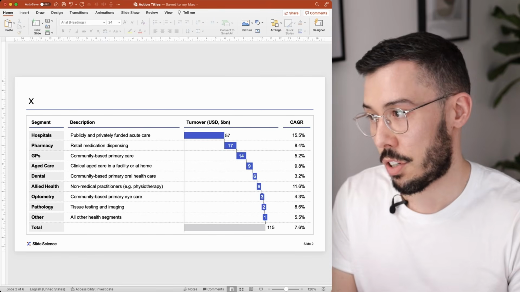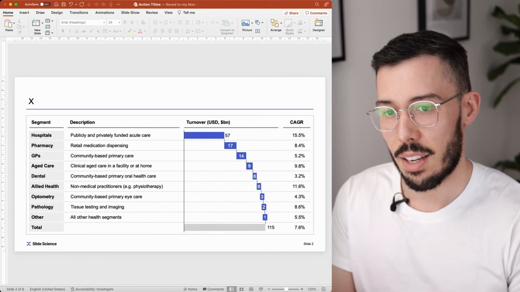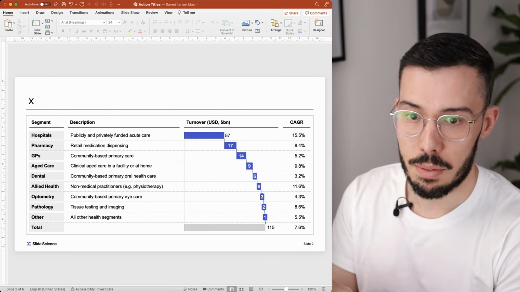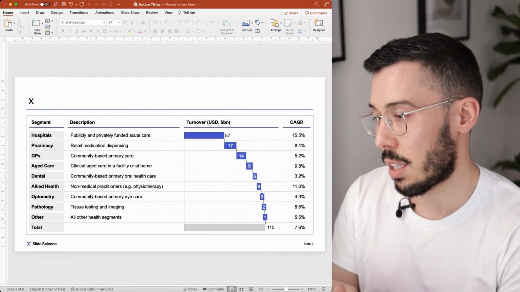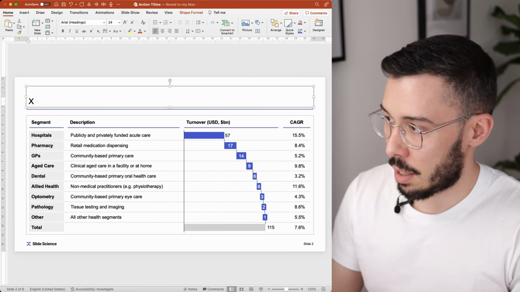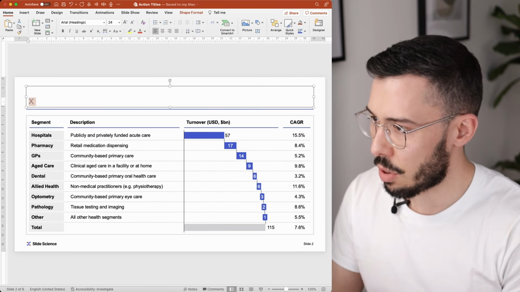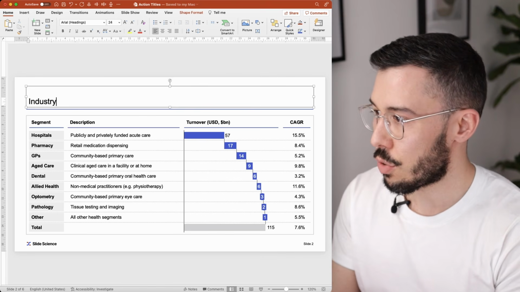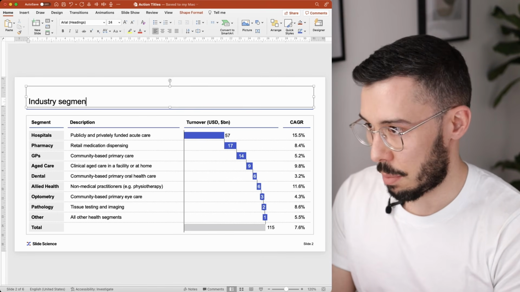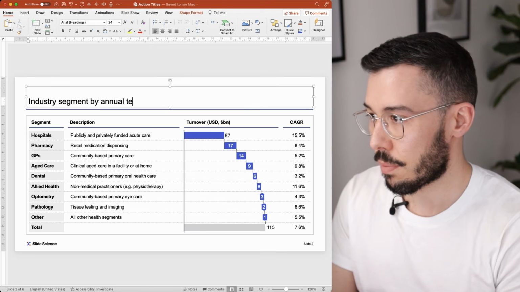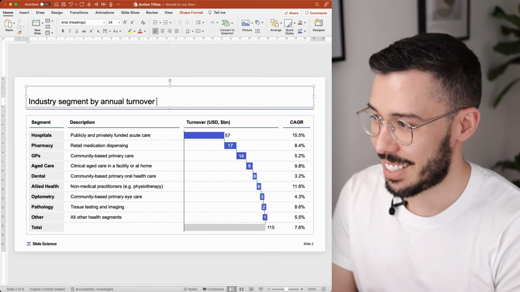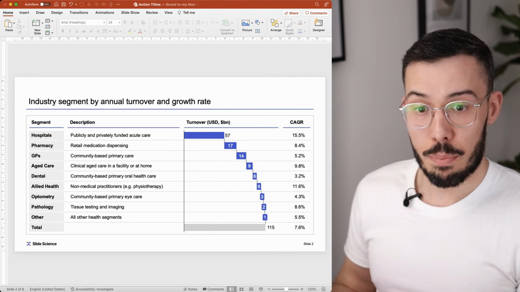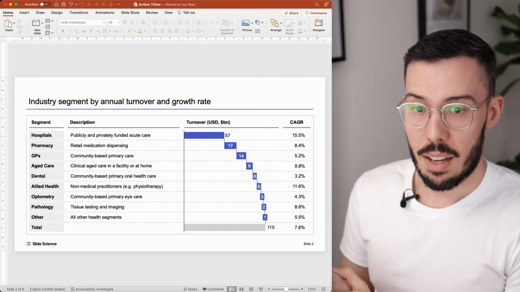Now, if you're not familiar with action titles and you get a slide like this, you typically will read the slide to understand exactly what's in there. Obviously, in most cases you will have built the slide, so you know. And then when you think about writing the slide lead-in or title, you think, okay, what is on this slide? And in this case, it's something like industry segment by annual turnover, and growth rate. And you think, okay, perfect, I've described exactly what's on this slide, and that's true.